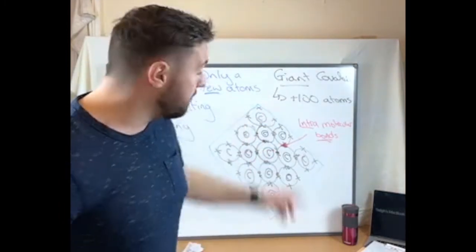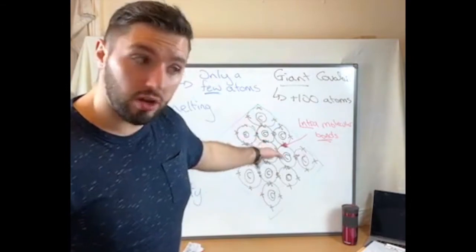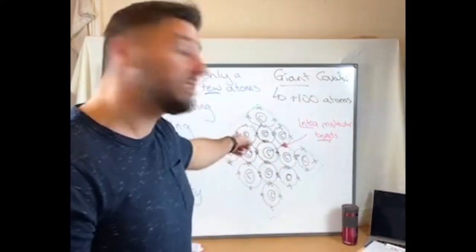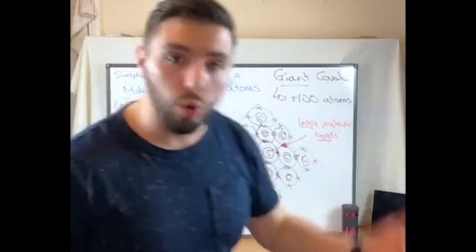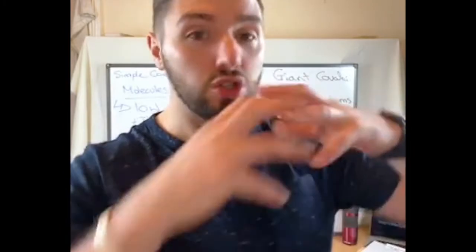Couple of really good examples. Diamond, like I was saying a while ago. You've got sand. Sand is made up of silicon and oxygen in this kind of structure. You've got loads of them. You've got graphite, which we'll come on to separately in a minute. But those giant covalent structures are super strong.